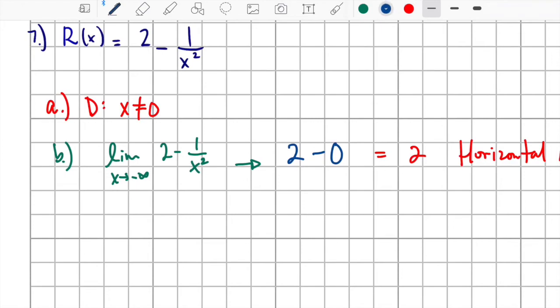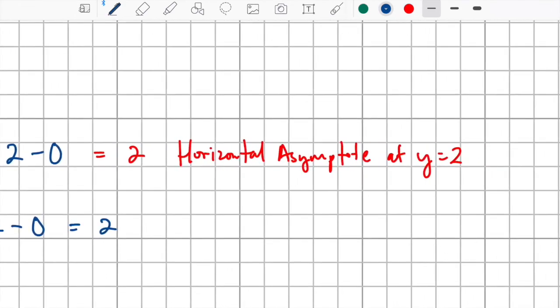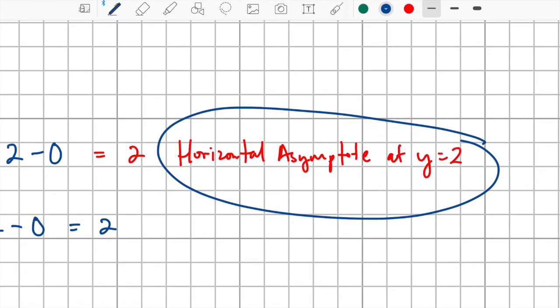Then we do the other one. Limit as x approaches infinity of 2 minus 1 over x squared. Again, the limit of a constant is the constant itself, so that'll be 2 minus, and for this one the denominator again is going towards infinity, so the limit is heading towards 0. So 2 minus 0 is 2, horizontal asymptote again. If it's the same number, you don't have to write it twice, you only write it once.